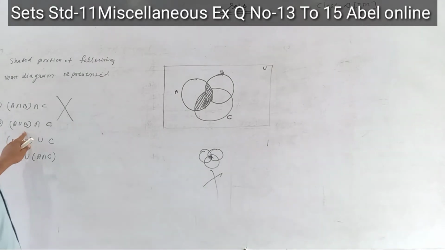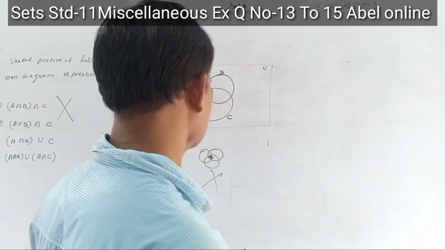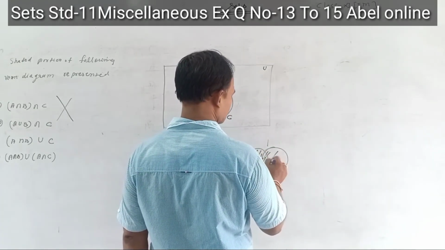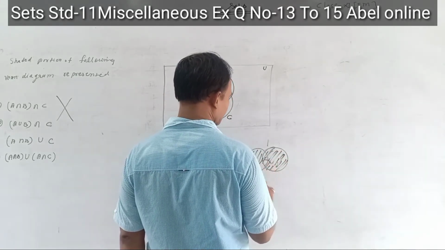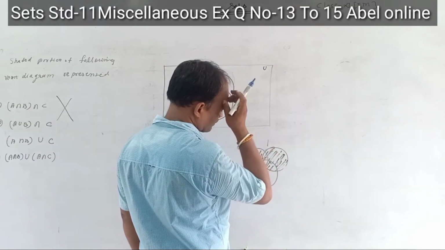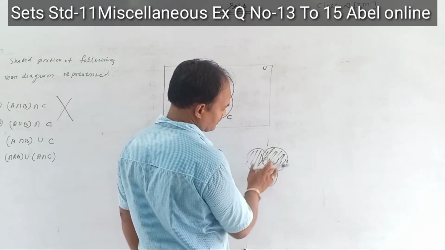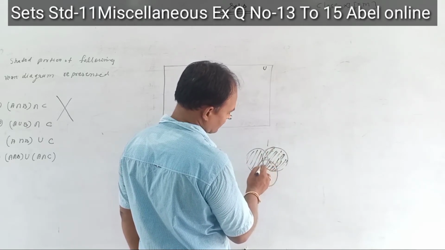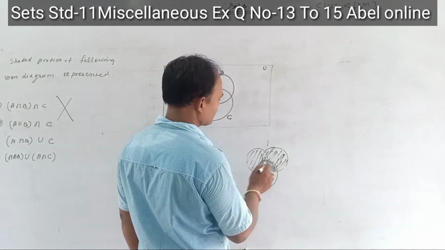Okay, now A union B. When we are saying A union B, it means all the elements of A and B are included. So we can say that this is dark, and it is intersection with C, the common area of C. So this is the area, this is the area, and the intersection between these is your answer will be this. But this is not your answer, so it is not your answer.